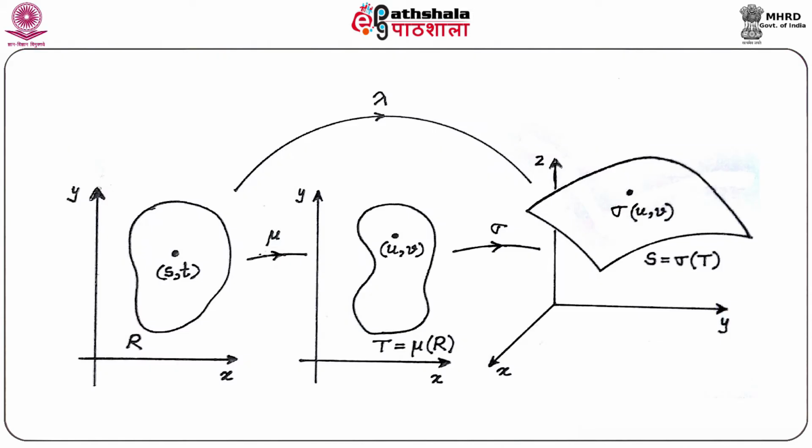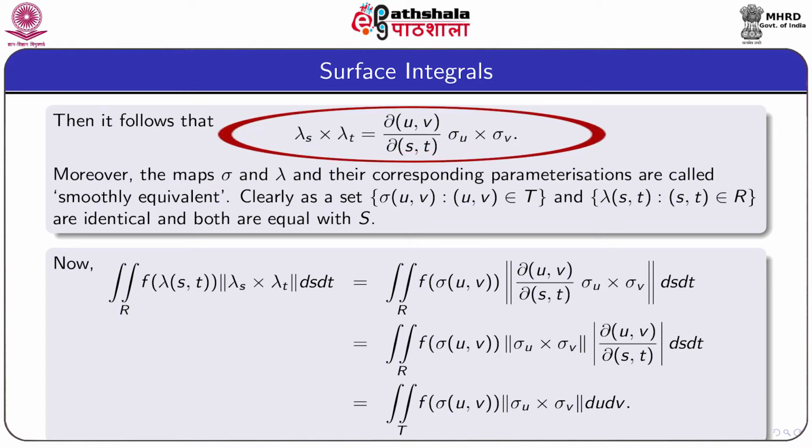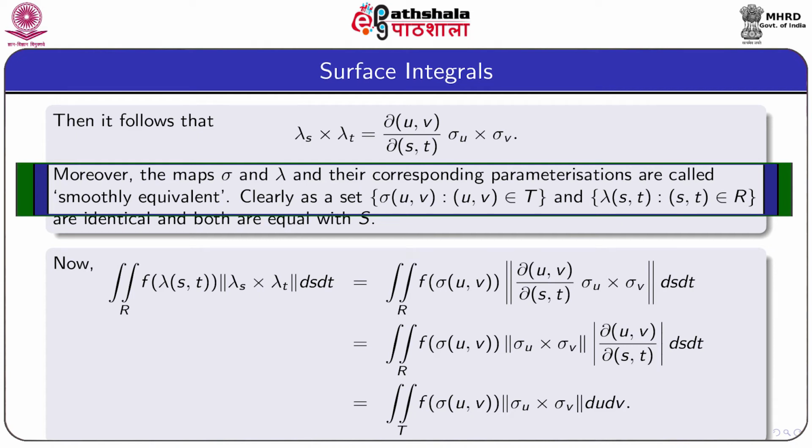We have shown this with the help of a diagram. Here R and T are two regions where T is equal to mu R, and sigma from T to S is a surface, and lambda is the composition of maps mu and then sigma. Then it follows that lambda_s cross lambda_t equals Jacobian del(u,v)/del(s,t) times sigma_u cross sigma_v. Moreover, the maps sigma and lambda and their corresponding parameterizations are called smoothly equivalent.